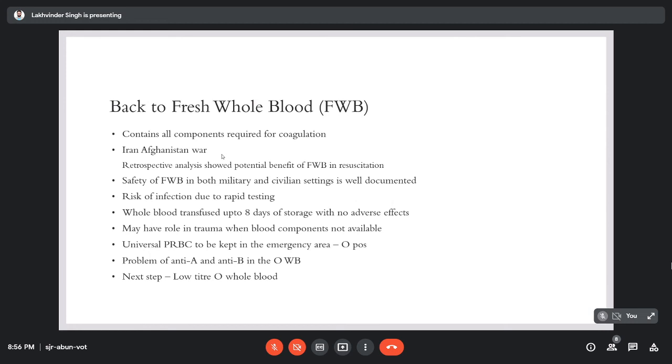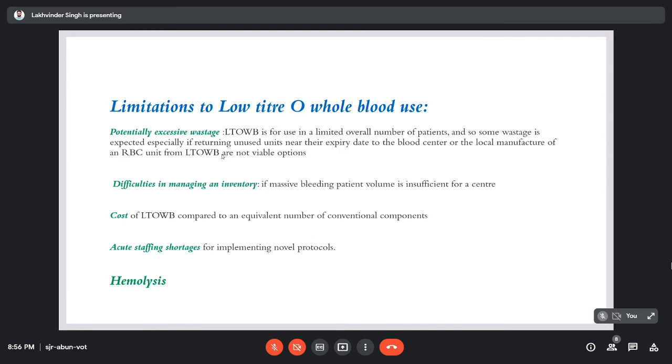So they found the next step as low titer O whole blood. That is, check the antibody titers of anti-A or anti-B. If it is low, only then they use it as whole blood. That is known as the low titer O whole blood use. But it again has its limitation. It causes excessive wastage, because finding an O positive bag, then whole blood, then checking the titer, it's a difficult task. Difficult to manage the inventory.